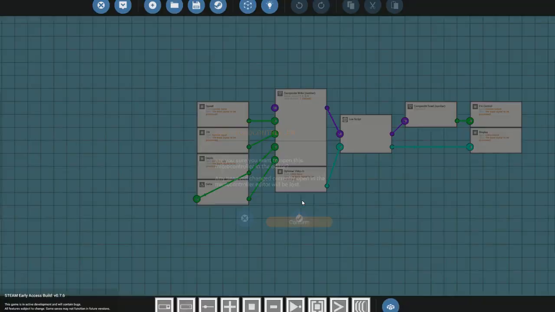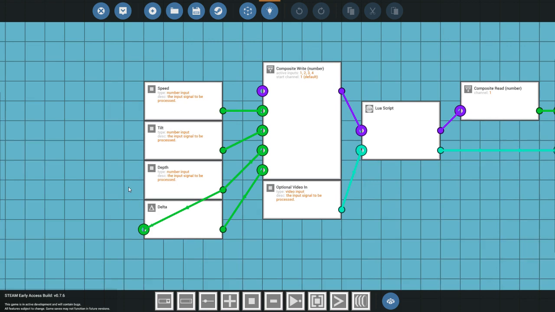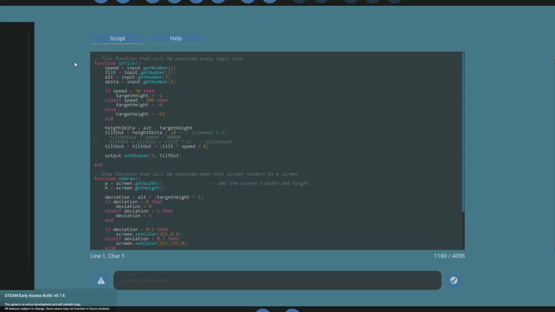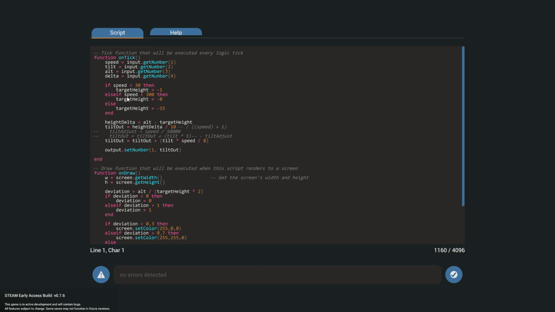The main depth controller takes in speed, tilt, and depth, and it also calculates out how fast our depth is changing per tick. What it then does is it goes into this Lua script here, which just grabs all that information, finds a target height relative to our speed, and then just tries to calculate out some tilts. I've left some commented out tilt adjusts in here, just in case you feel like tweaking it and seeing the sorts of things I went through.